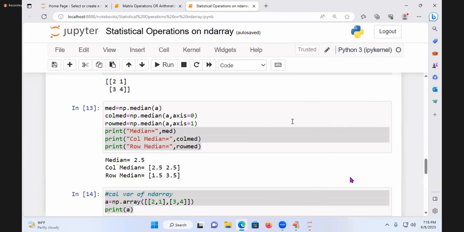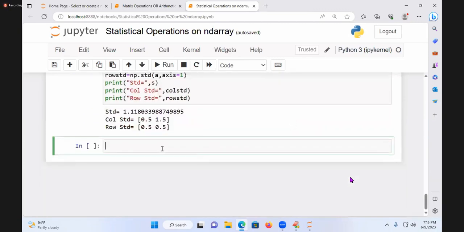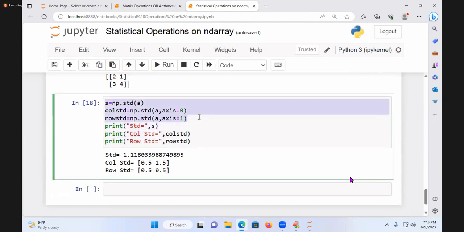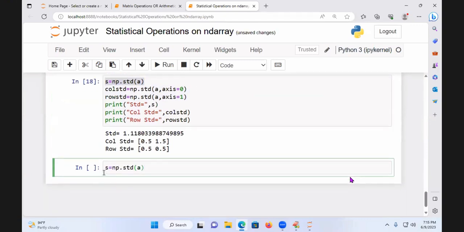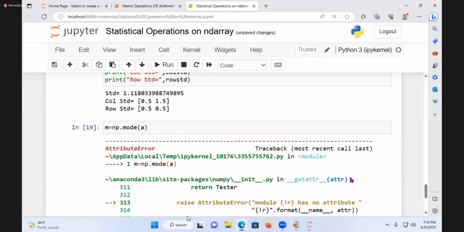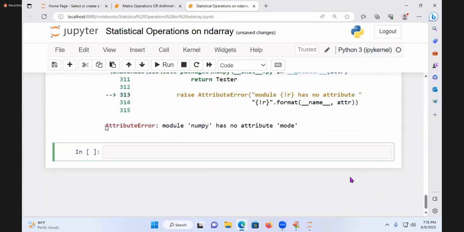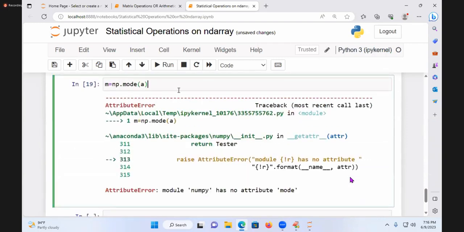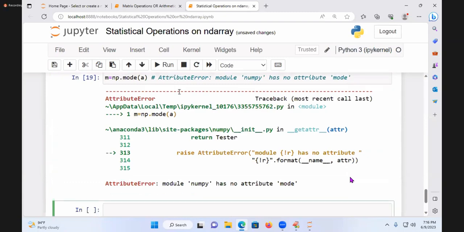So, where is mode available, sir? Suppose you try to call it, something like this, students, observe it. Here I am writing M is equal to np.mode of, you will get an error. See the big error. NumPy module does not contain mode operation. Now, how to get this mode, sir?